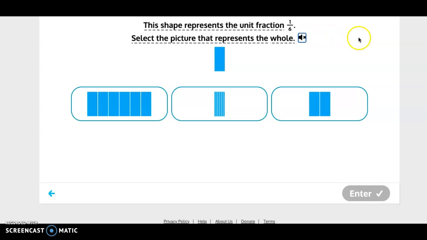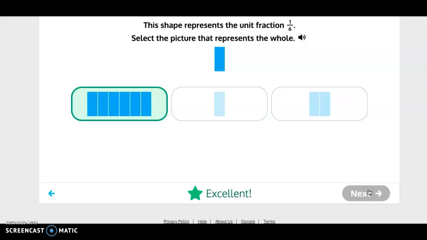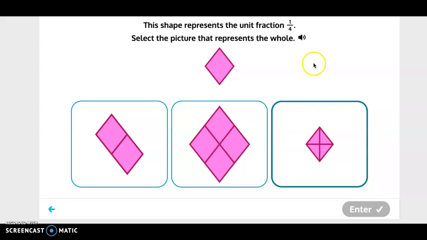This shape represents the unit fraction 1/6. Select the picture that represents the whole. This shape represents the unit fraction 1/4. Select the picture that represents the whole.